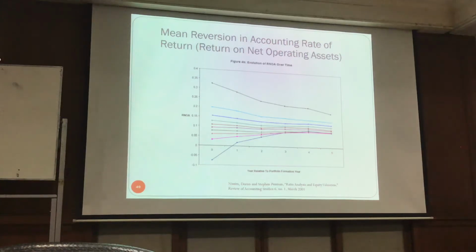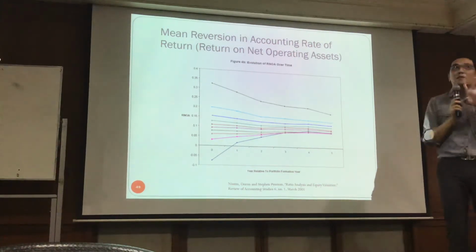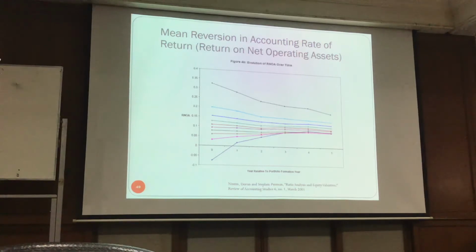This is from the research. They just plot it very simply. They group the companies in the US into 10 portfolios, and they group them by ROA, return on net operating assets. You will see on the side, we have 10 portfolios. Look at the top one. In year 0, that line has a higher ROA. Look at the bottom one. In year 0, the companies in that group have a very low ROA. But look at the 5-year term. The ROA converges together.